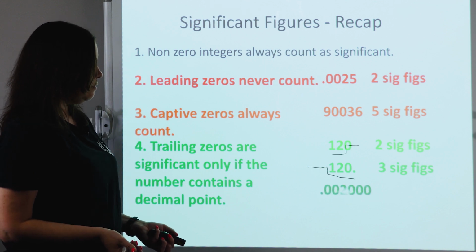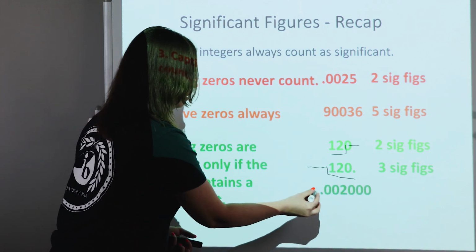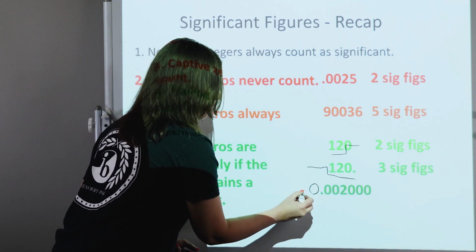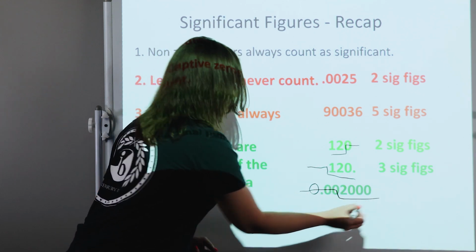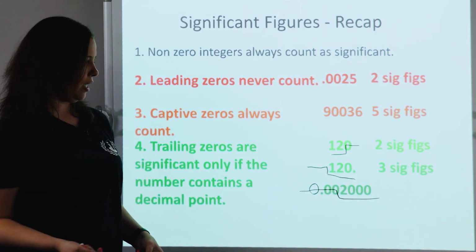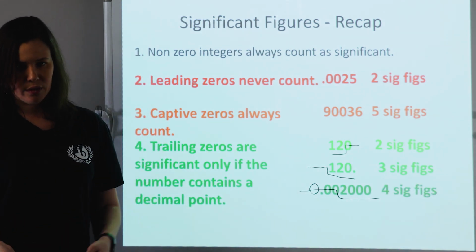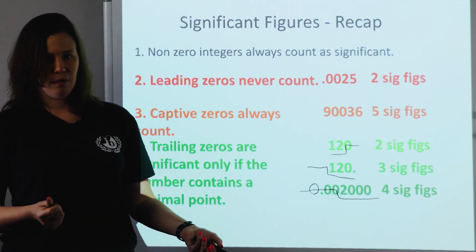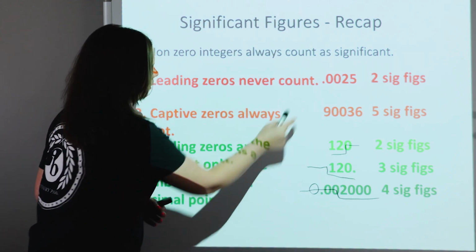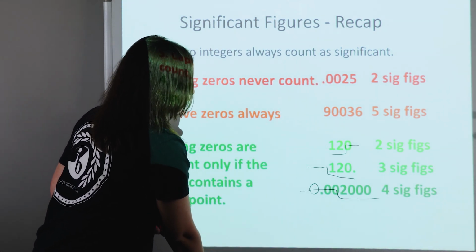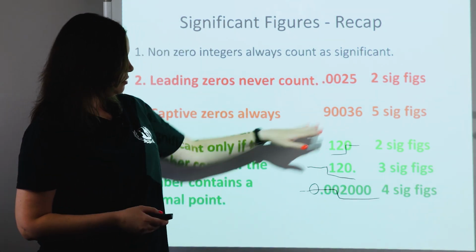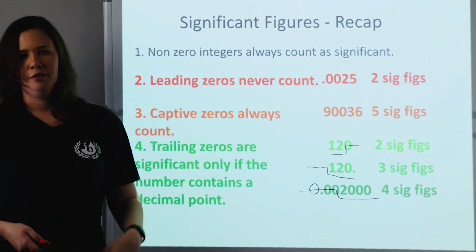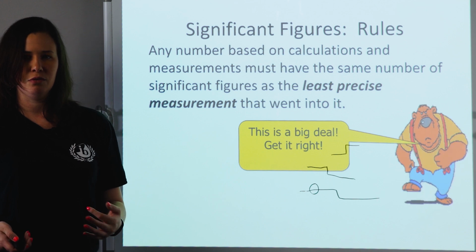You would still do this even if it is a decimal present, if there's no numbers in front of the decimal, and my first non-zero number is after the decimal, then that's where I start counting. So that would end up with 4 significant figures. So you got to be careful with the trailing zeros and apply your Atlantic Pacific rule. But if it's in front like this, decimal present, we ignore them. Captive, always include them. And if it's not a zero, it's always significant. That's your basic recap on your significant figures rules.